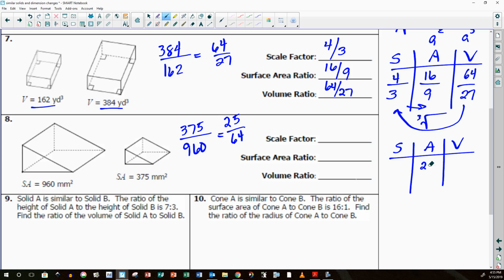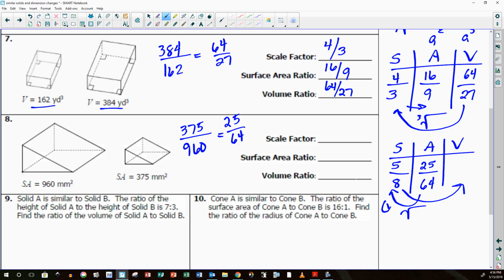So this is going to be 25 over 64. So I'm in the middle, so I've got to go back here. That means I have to take the square root. The square root of 25 is 5. The square root of 64 is 8. Now from here, I can go here.